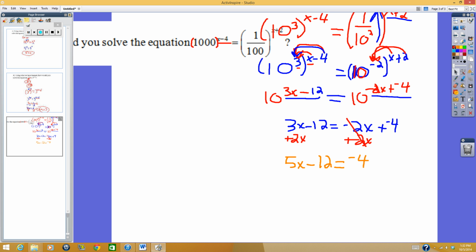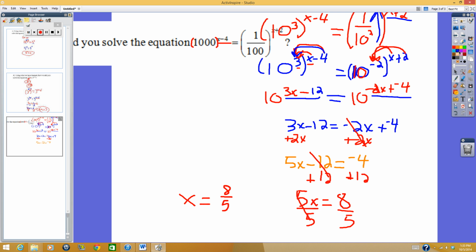Alright, I'm almost done. Now, the next thing near my x that I want to get rid of is this minus 12, right? So to get rid of that, you would do the inverse, which is adding 12 on both sides. Plus 12. These cancel out. What's left over here? You've got 5x equals negative 4 plus 12, right? So you're going to have a positive 8. You divide by 5, and x equals 8 over 5.